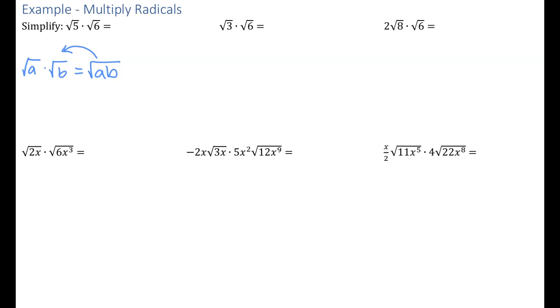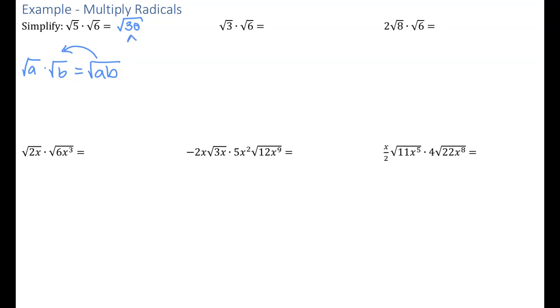So root 5 times root 6, it might be good to take a quick check and just see if there's anything you can take the square root of right away. Otherwise, we're going to combine that into a single root, so we get the square root of 5 times 6, which is 30. And then you just want to look at that and see if you have ended up with any perfect squares as factors that you could take out.